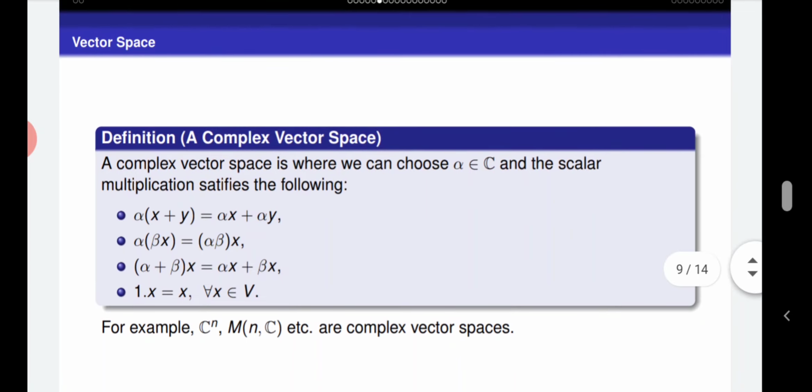For example, C^n, capital M_n(C), etc. are complex vector spaces.